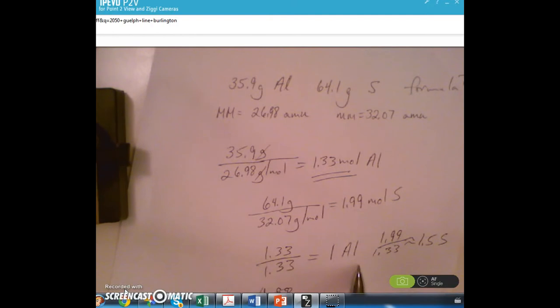Now we need to get those to whole numbers. So, of course, we can see the 0.5, multiply both by 2, and get 2 aluminum to 3 sulfur. And this means that our formula is Al2S3. Our formula is, again, Al2S3. And we're done.